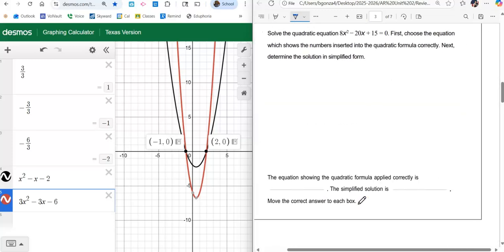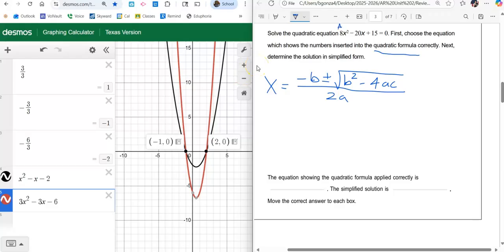Okay, over here, solve the quadratic equation. First, choose the equation which shows the numbers listed in the quadratic formula. Okay, so if you remember, it's x equals negative b plus or minus the square root of b squared minus 4ac divided by 2a. Okay, well, what's a, b, and c? A is 8, b is negative 20, c is a positive 15.